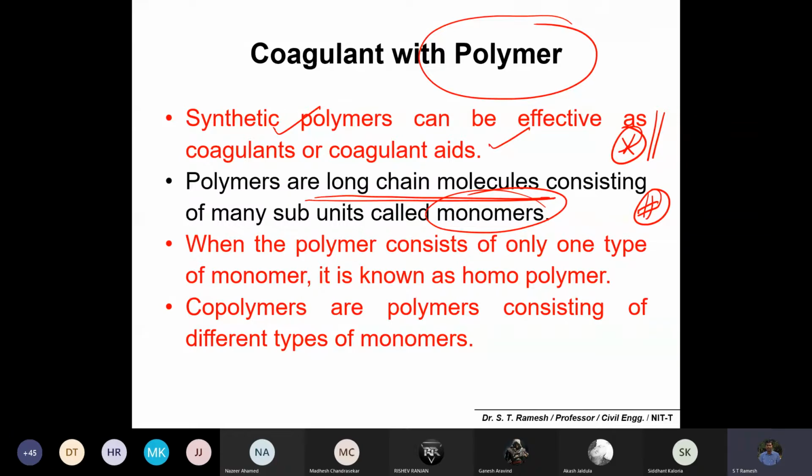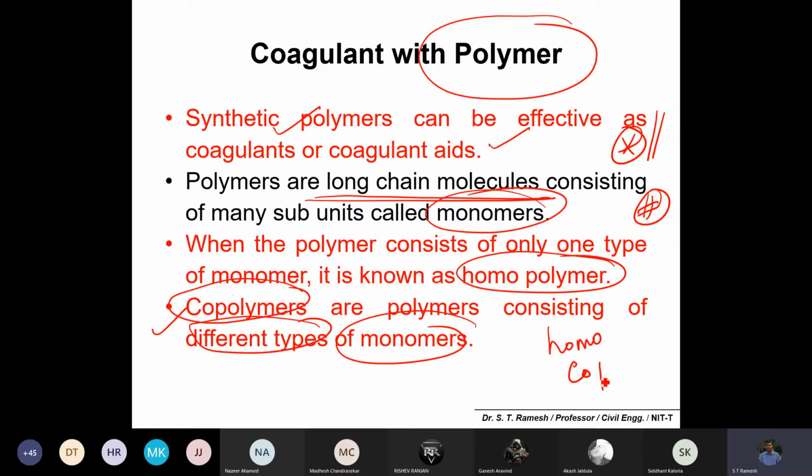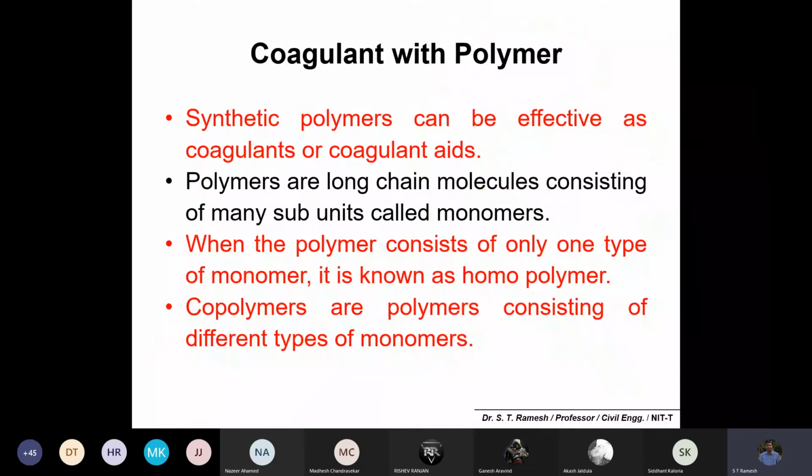When the polymer consists of only one type of monomer, that is called a homopolymer, and if it consists of different types, that is called a copolymer. Please make a note on what is a homopolymer and what is a copolymer. You would have seen homopolymerization and copolymerization reactions also. So please make a note: polymers are long chain molecules containing subunits called monomers; if a polymer consists of only one type of monomer, that is a homopolymer, and if it consists of different types of monomers, that is called a copolymer.